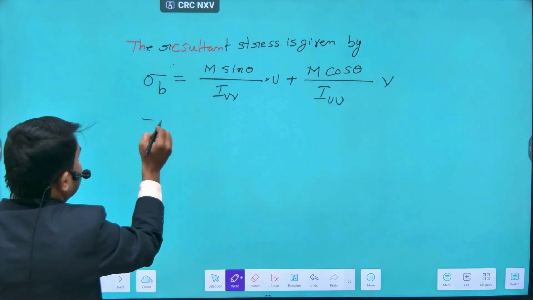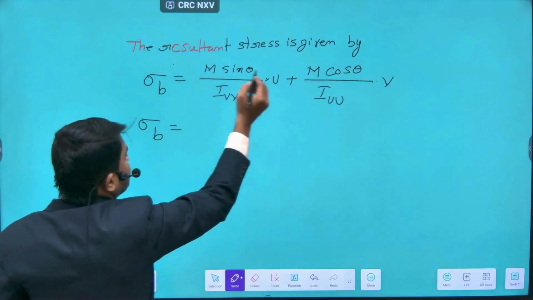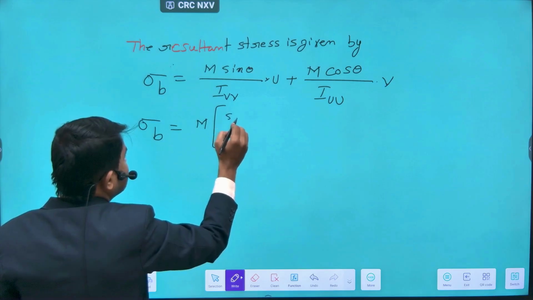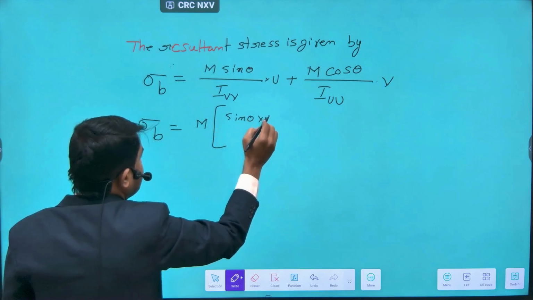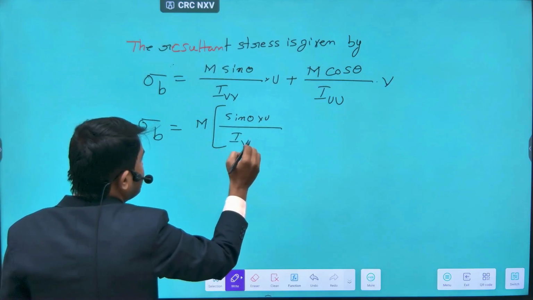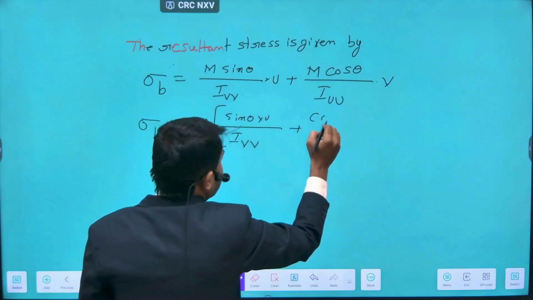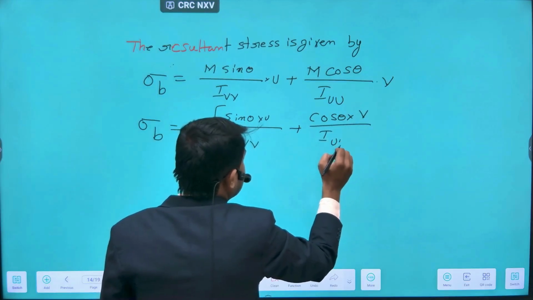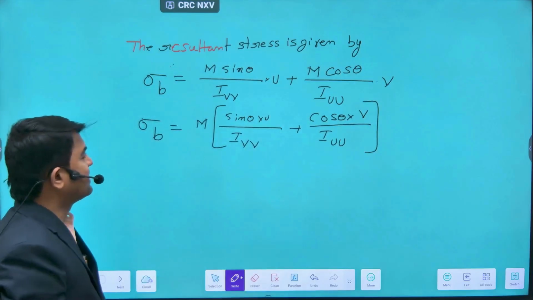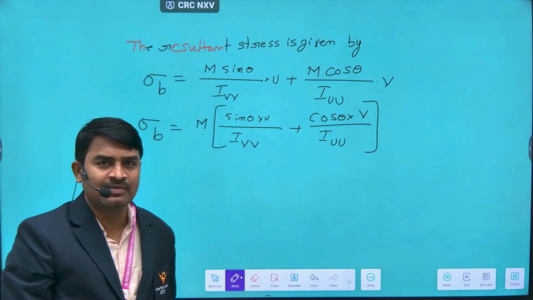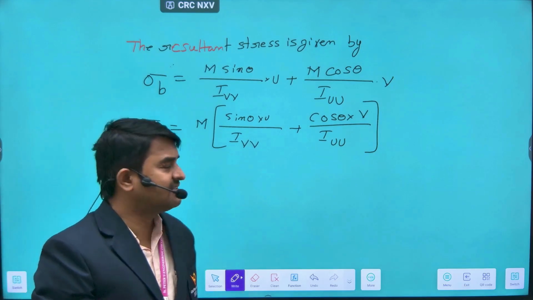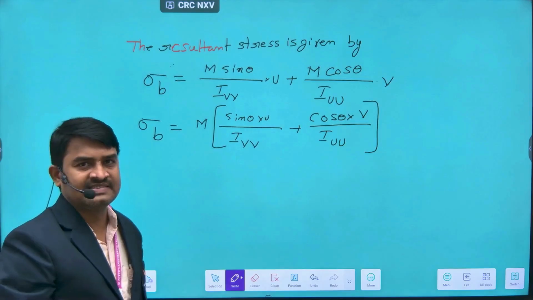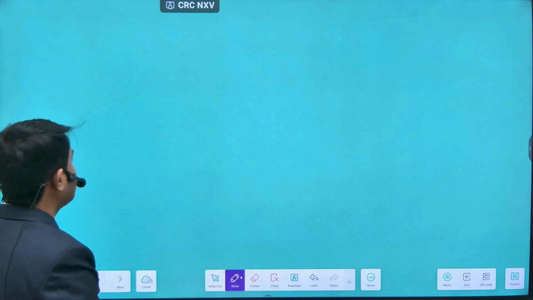Here the common term from the two equations is M, so I am taking M as common. The next term is sin theta into U divided by IVV plus cos theta into V divided by IUU. So this is the resultant stress. Anyway, we have the two components, and with the help of the two components, finally we have derived the resultant bending stress. The next important step is to identify the neutral axis.